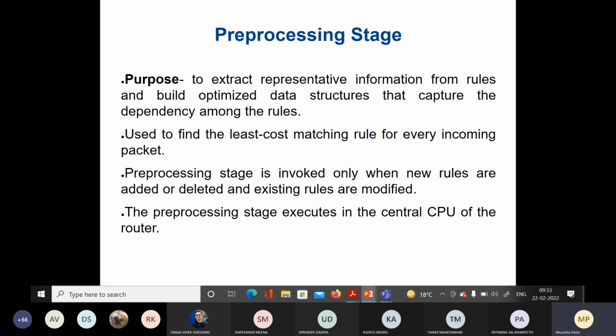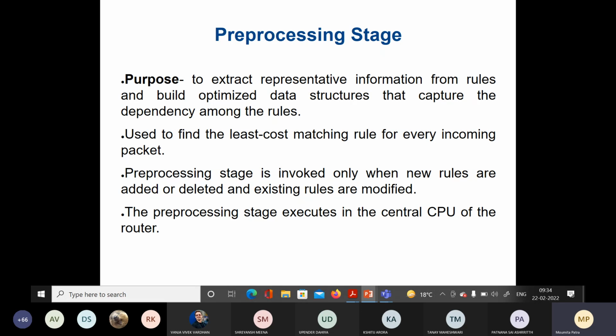But when we are looking at packet classification and we are saying that it is a stage that is before the actual classification, we have to see what the actual actions are that are taken when we are talking about a pre-processing stage, right? So first, what is the purpose of this pre-processing? The purpose is that you want to extract representative information from rules and build optimized data structures that capture the dependency among the rules. Okay, so this is the purpose of the pre-processing stage.